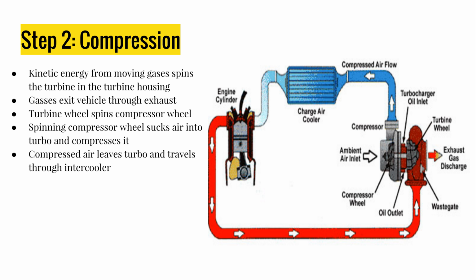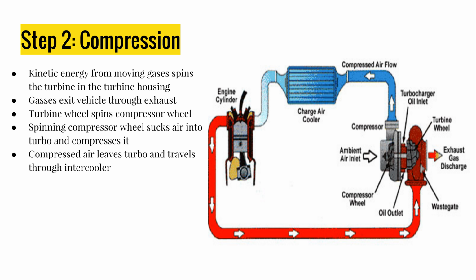Now, the second step after combustion is compression. As the fumes pass through the turbine housing of the turbocharger, they pass over a turbine, or basically a small fan, which spins from the kinetic energy of the gases. Imagine blowing on a fan and the fan spinning. That's the same effect that the gases have on the turbine.